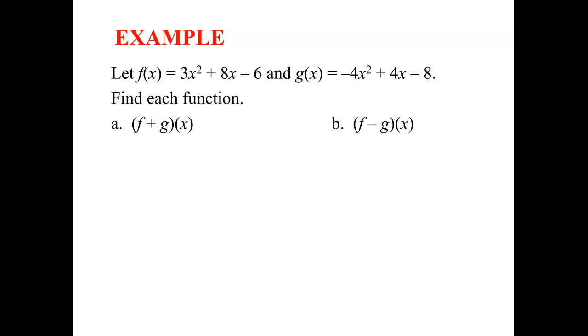So if I have f of x is 3x squared plus 8x minus 6, and g of x is negative 4x squared plus 4x minus 8. F plus g of x, take f of x. So let me write it this way. Okay.